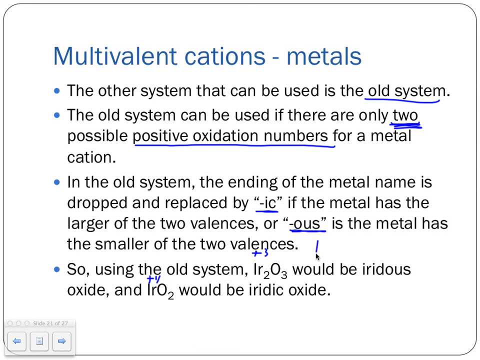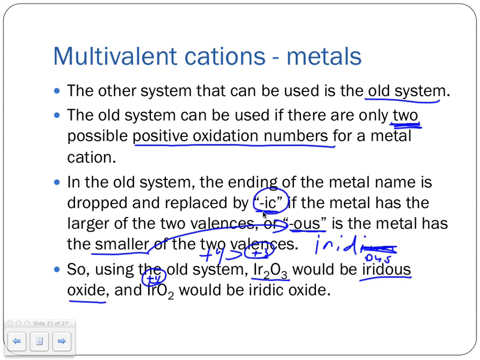And so we would take the word iridium, drop the ending -ium, and add the ending -ous because the +3 is the smaller of the 2 between +3 and +4. If the metal is the smaller one, it's going to be -ous. And so it becomes iridous oxide, our compound name for Ir2O3. But IrO2, because it's the +4, the larger of the 2 valences, we drop the -ium off iridium and add -ic because it's the larger of the 2, and so it becomes iridic oxide.